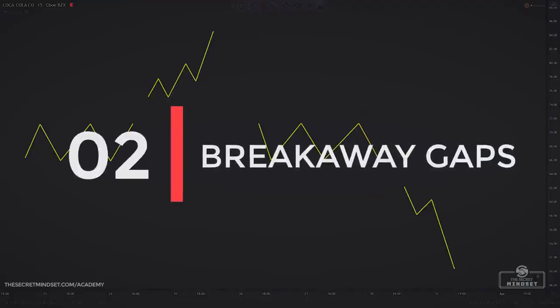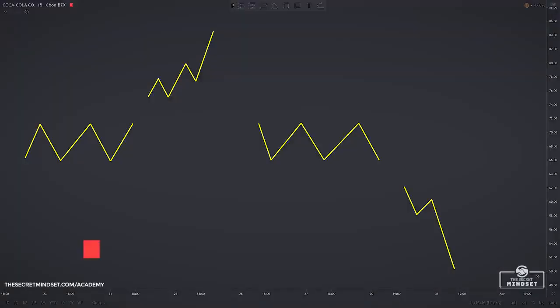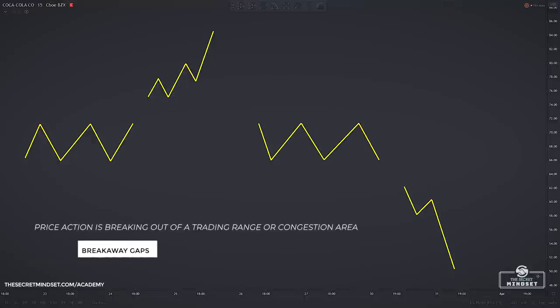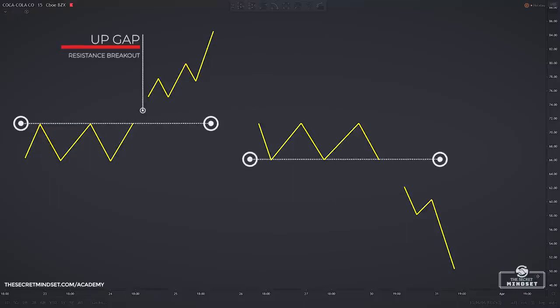The second type, breakaway gaps. These occur when the price action is breaking out of a trading range or congestion area. A congestion area is a price range in which the market has traded for some period of time, usually a few days or weeks. The area near the top of the congestion area is usually resistance when approached from below. Likewise, the area near the bottom of the congestion area is support when approached from above.